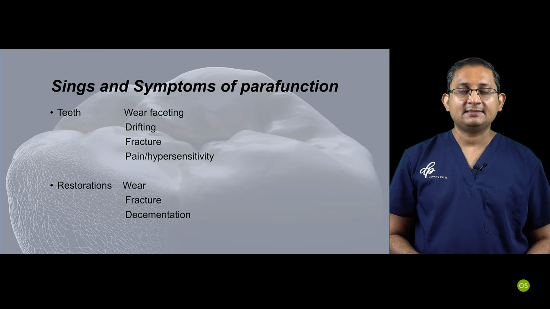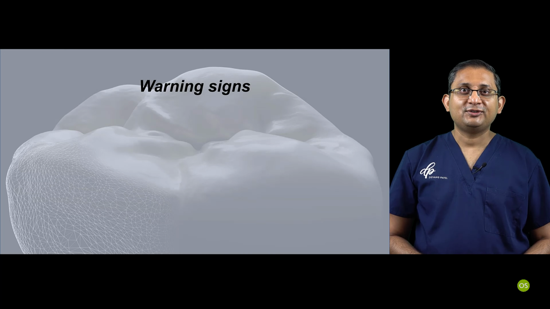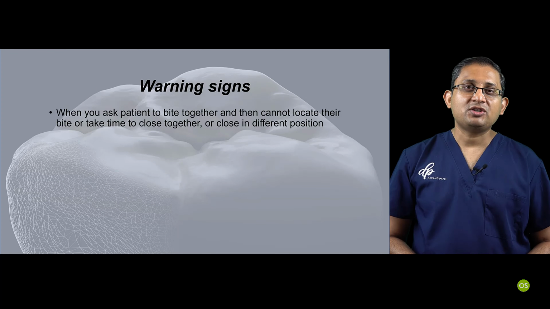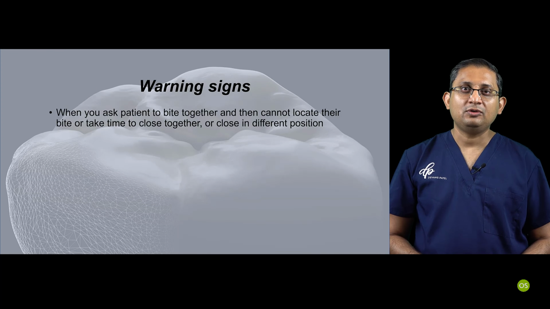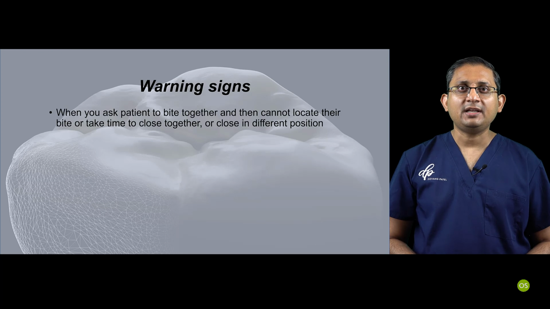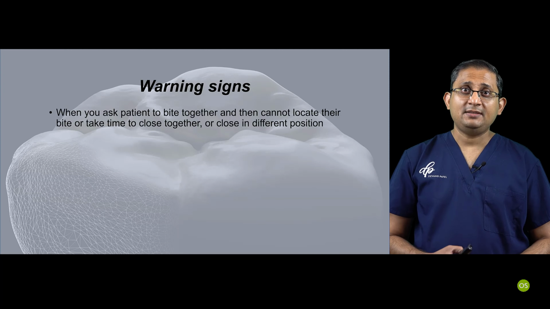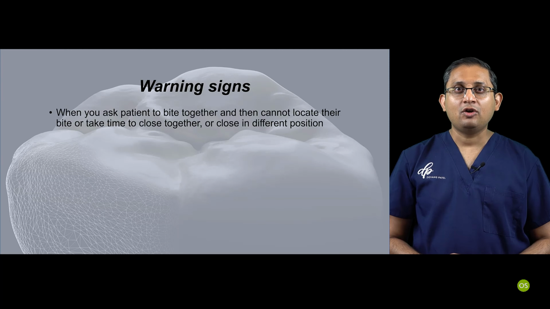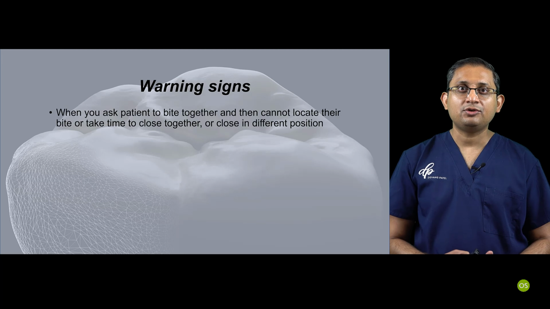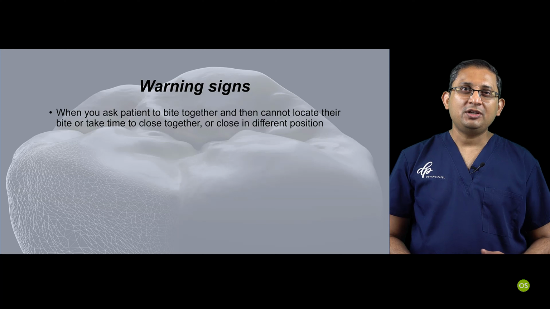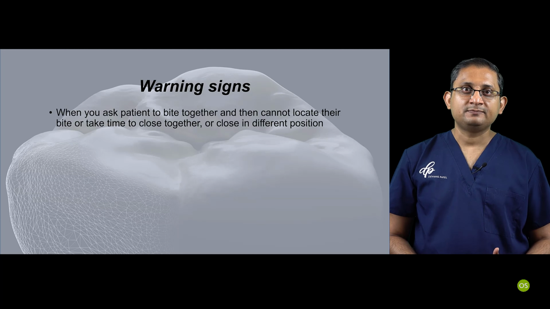However, what are the telltale signs? You can just look at the patient and say, look, I really need to look into it in more detail. I call them warning signs. One of the warning signs is when the patient comes to you and you ask them to close their teeth to check their maximum intercuspation, and the patient cannot really close their teeth properly. If that happens, or if they're taking longer, or if they're closing in two completely different positions, then you need to see why this is happening. It could be that their muscles are affected, that the TMJ is affected, or it could be that they just don't have a stable bite.